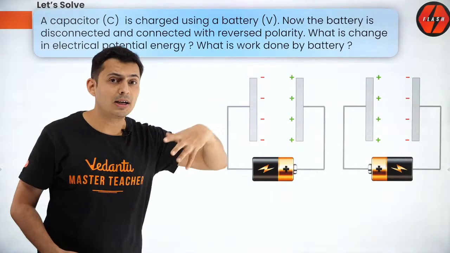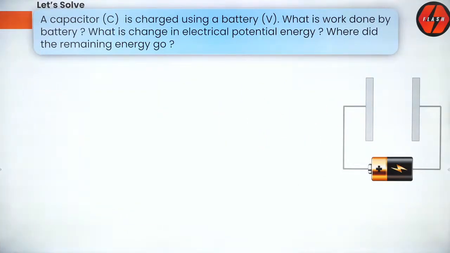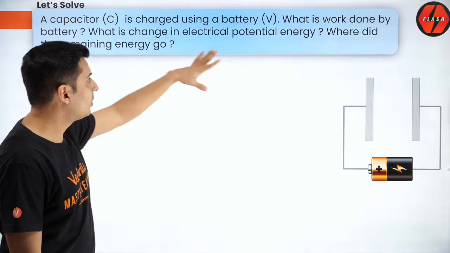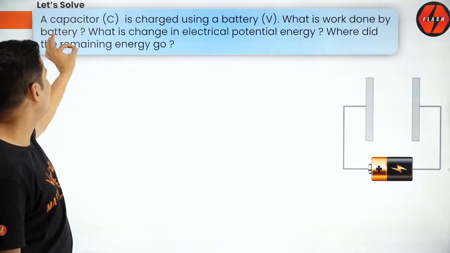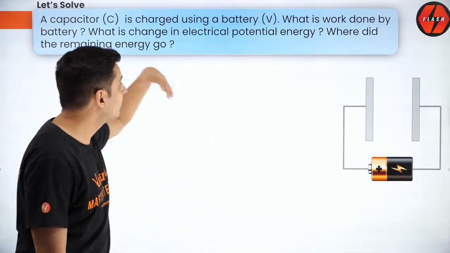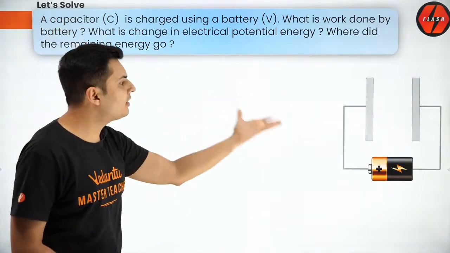Similar concept, but a very different way of solving. Very different value that you will get. Again, there is a capacitor. It is charged using a battery. What is the work done by the battery? What is the change in the electrical energy stored in the capacitor? And where did the remaining energy go?